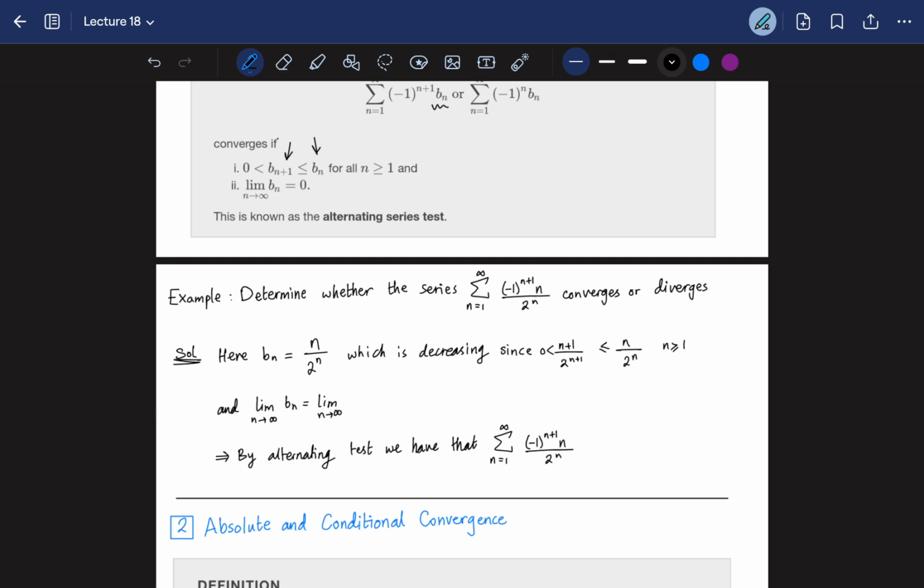So the first condition holds. Let's test the second condition. I want to test if the limit is equal to 0. Now, if you use L'Hopital's rule, you're going to get 0. So since both of these conditions are met, this means by the alternating series test, we have this series to be convergent.